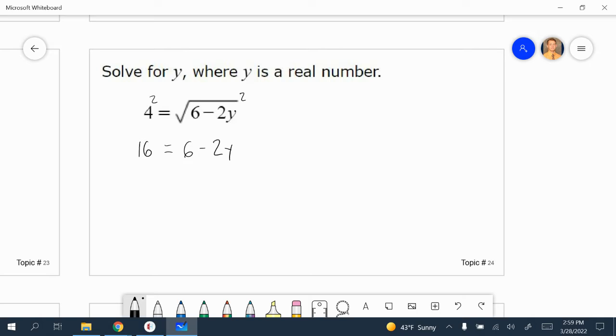And then after that, it's just solving a two-step equation. So I'll subtract 6 from both sides. I'll get 10 equals negative 2y. That must mean y equals negative 5. And that's it. We should plug it back in just to make sure that it works. But honestly, I think we'll get 6 plus 10, which is 16. And the square root of 16 is 4. So we're good to go.